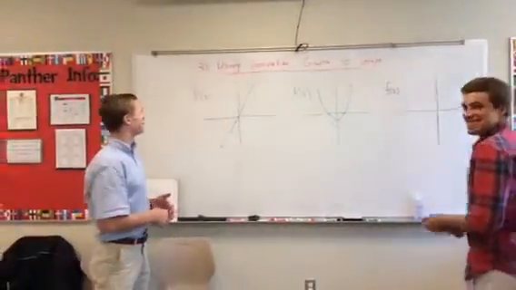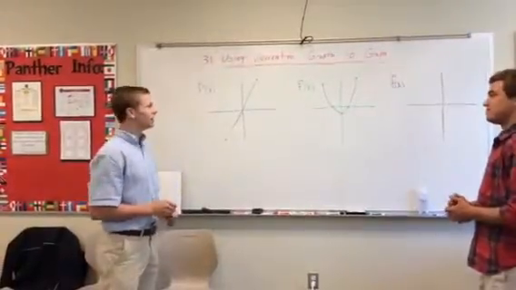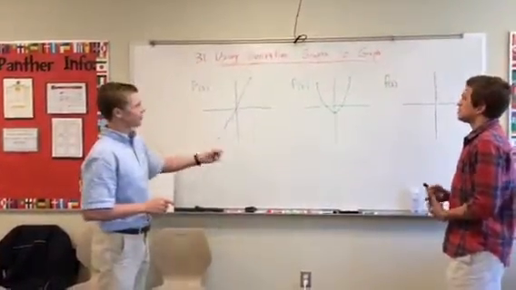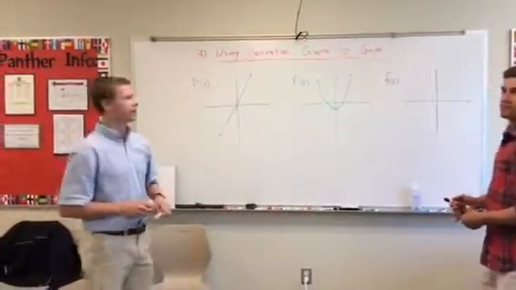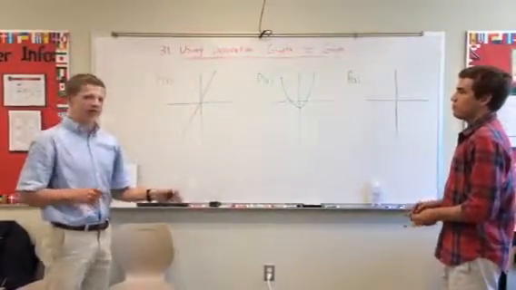Hello, so we're doing number 31, which is using derivative graphs to graph. We have an f double prime of x graph, an f prime of x graph, and an f of x graph that is yet to be filled out, because we're going to use these two functions to find our f of x graph.